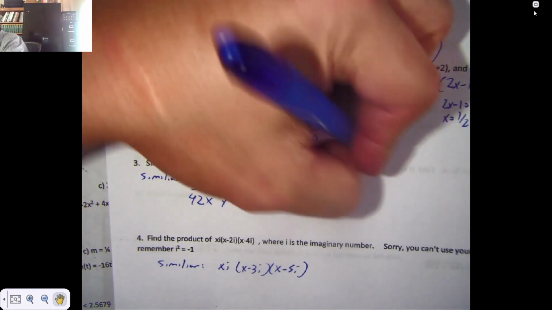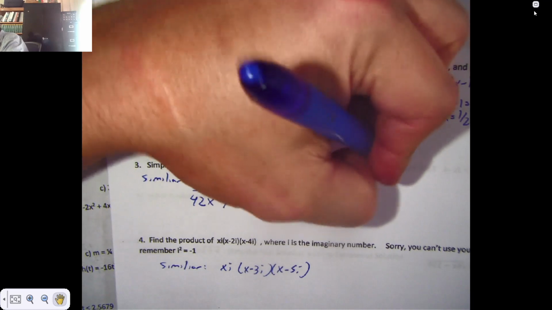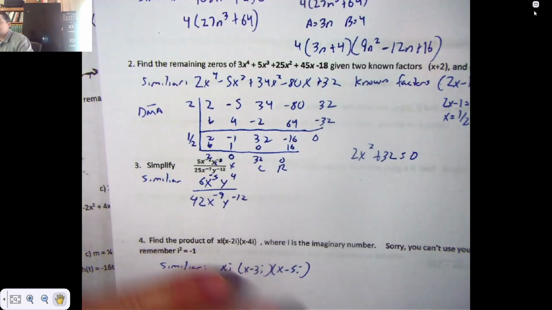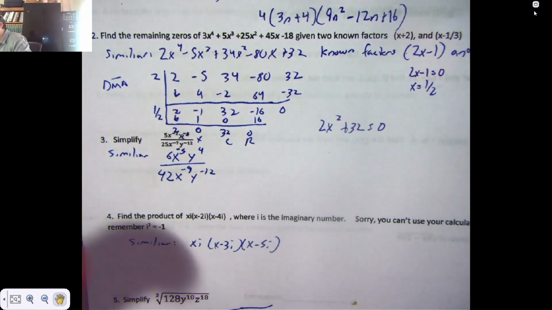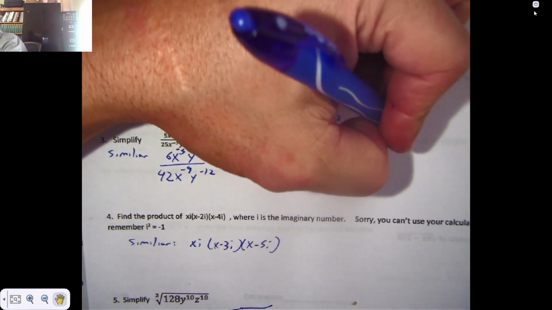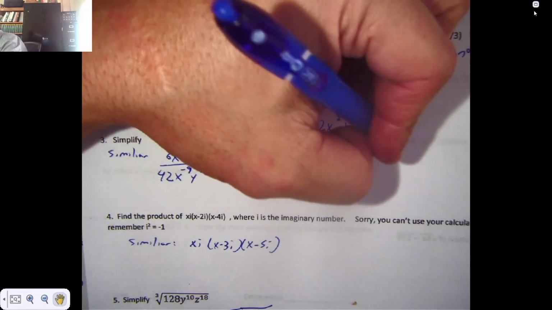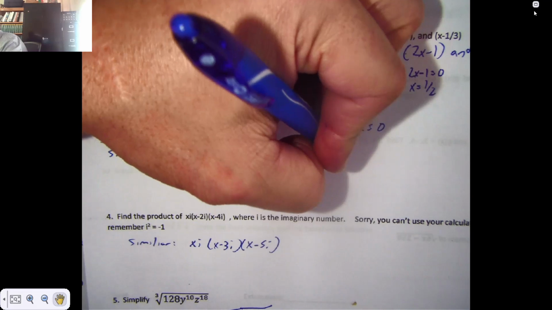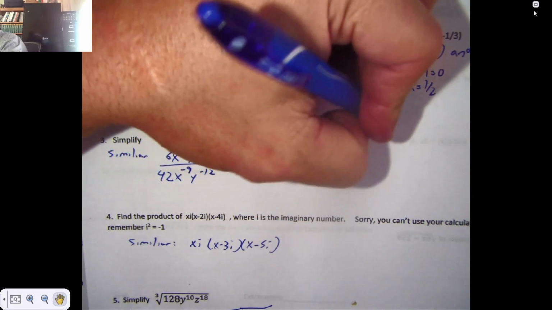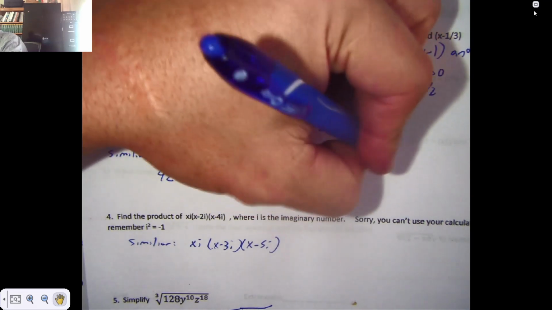So this is 2x squared plus 32, and it's where the remaining zeros are. So I set it equal to 0. That's why I set it equal to 0. What I'm going to do is divide by the 2. I'm going to subtract 32. 2x squared is negative 32.